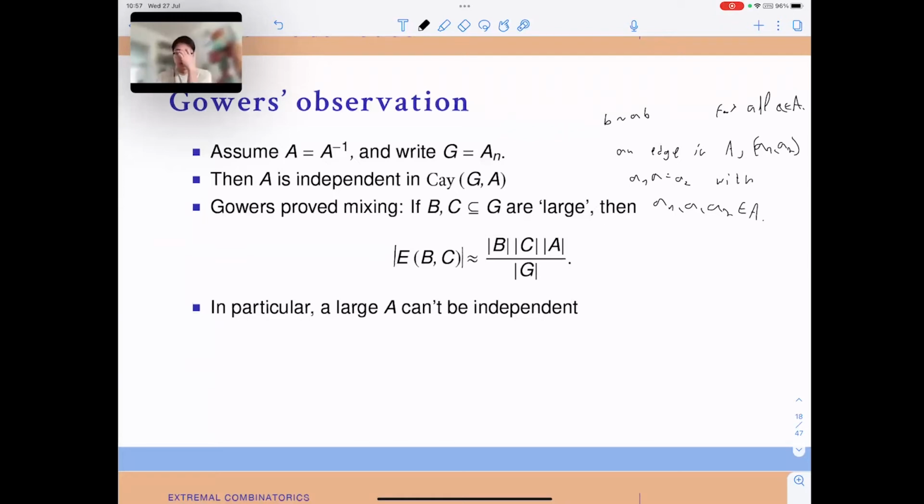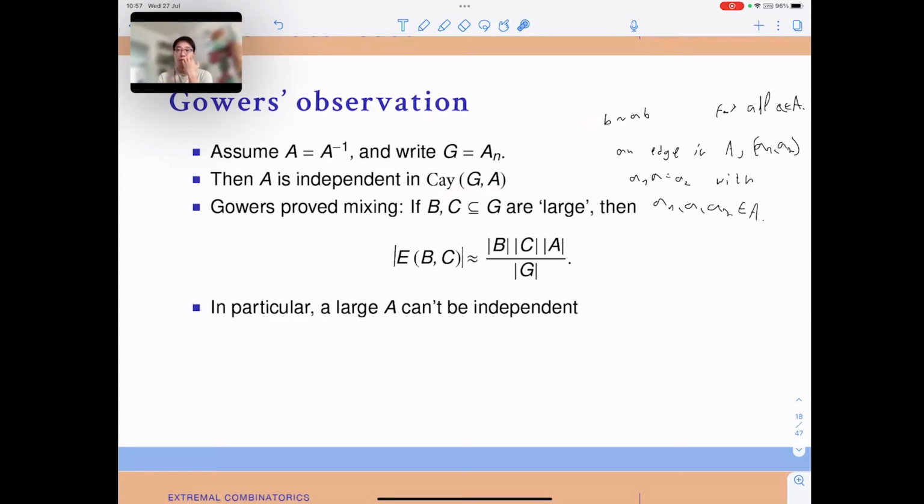And basically we're looking for upper bounds on independent sets in Cayley graphs. What Gowers showed is that we have a mixing property, and the mixing property tells us that this Cayley graph behaves like a random graph. So how does it behave like a random graph?